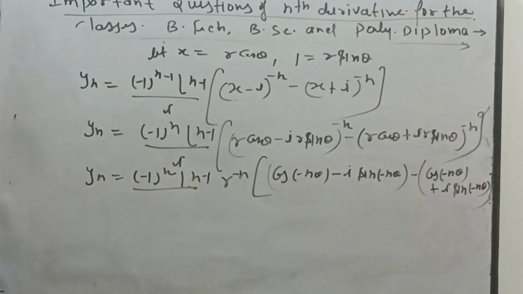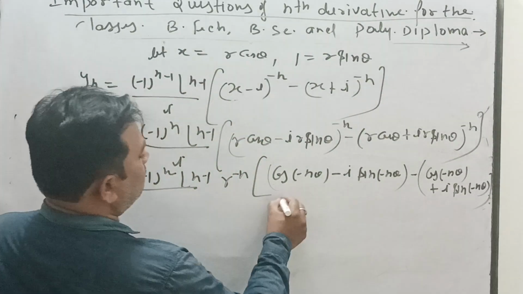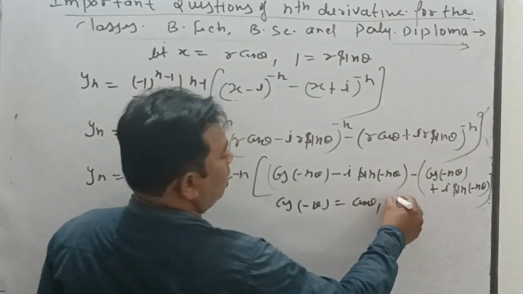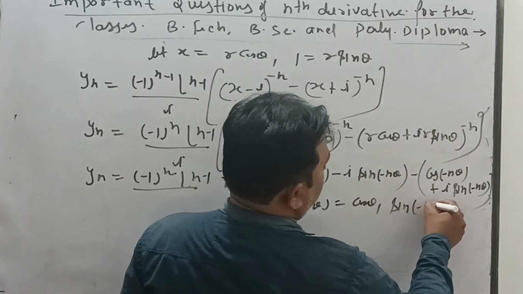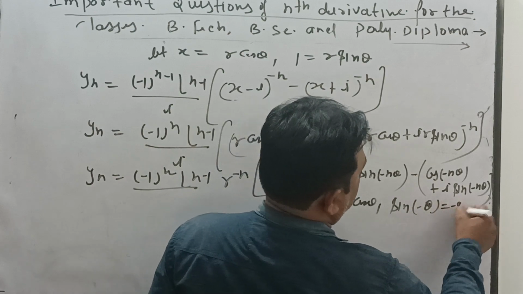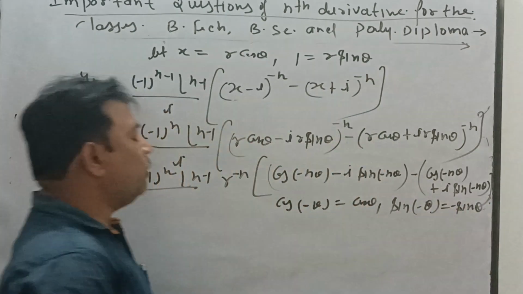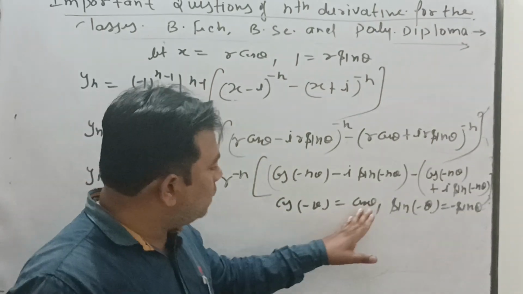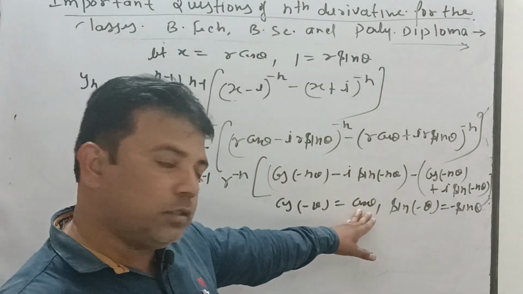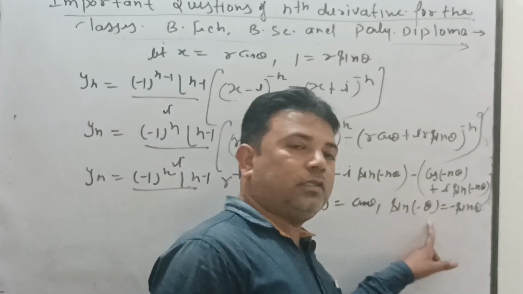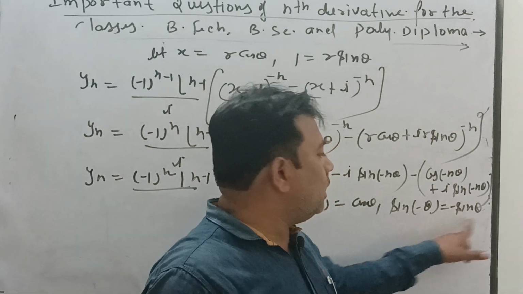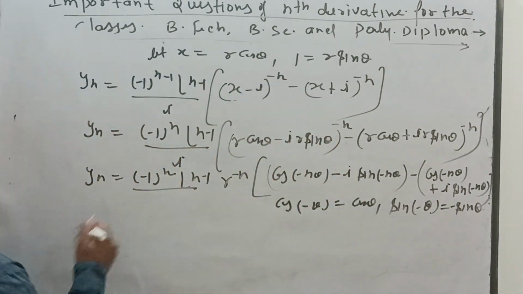You know that cos of minus theta is also cos theta and sin of minus theta equals minus sin theta. The cos of minus theta is not affected, it is the same value as cos theta, but for sin of minus theta, the minus is taken out, giving minus sin theta. Similar process for this.